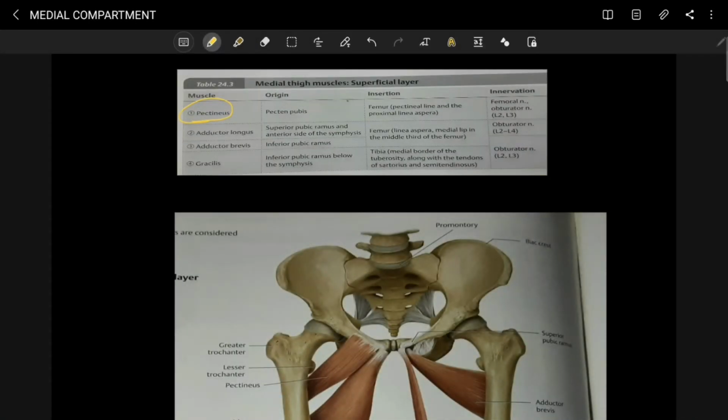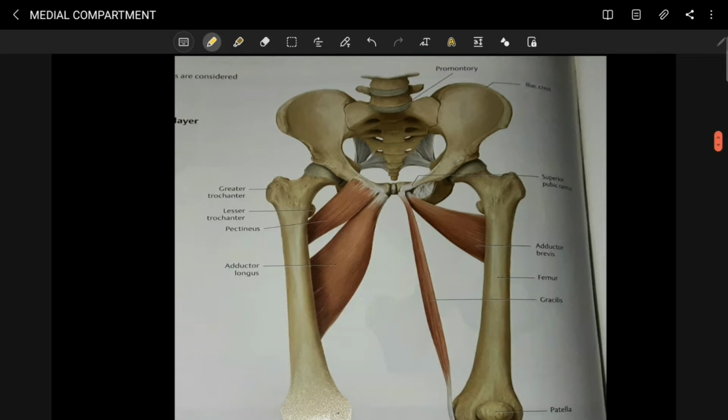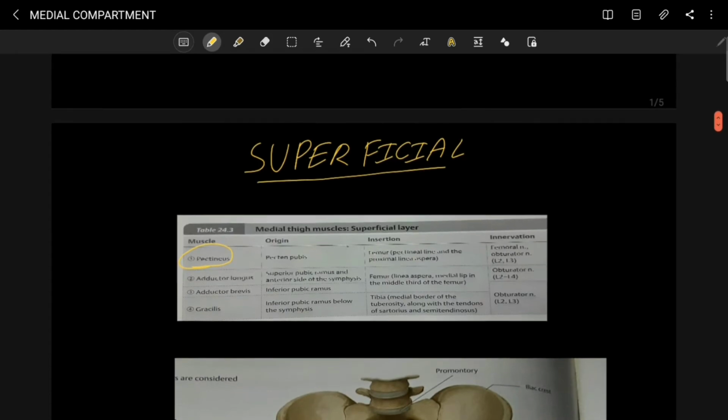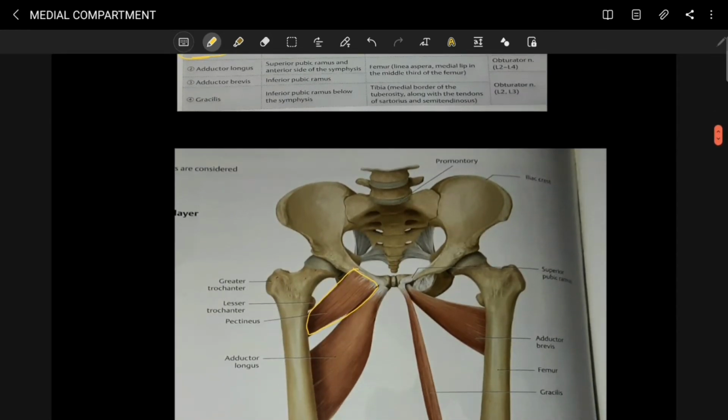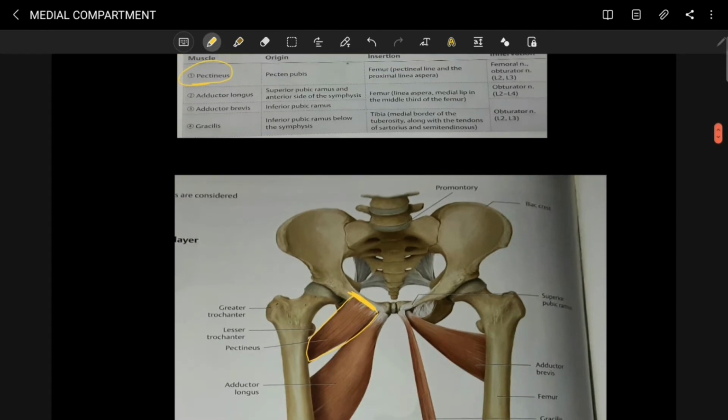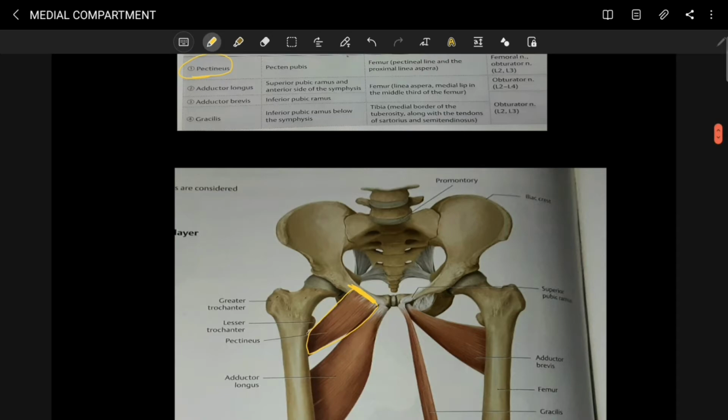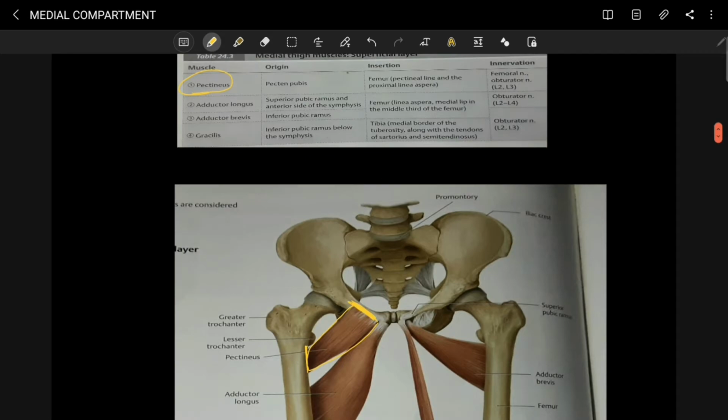Pectineus. Alright, so let's look at pectineus. Pectineus right here, this nice cute looking muscle here. Pectineus originates at the pecten pubis. This region here attaches into the femur. If you want to be more specific again, the pectineal line. Makes sense again, right? Pecten, pectineus, pecten pubis, pectineal line. There we go.